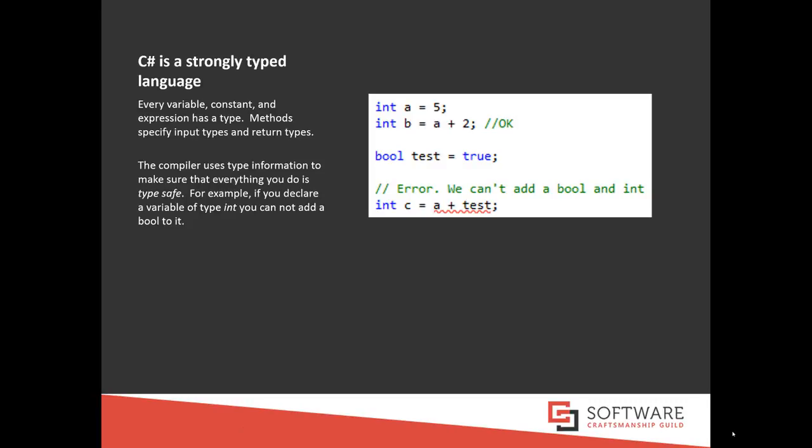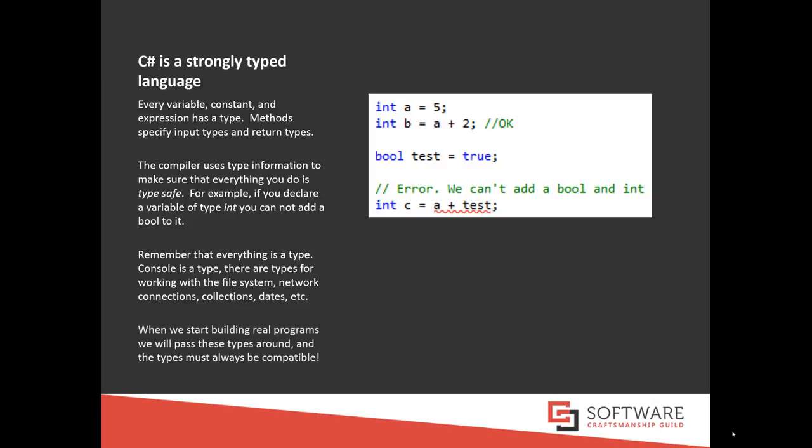Then I can declare a boolean called test, and I can assign it the value true. And if I try to say int c equals a plus test, Visual Studio is going to underline it in red because we can't add 5 to the value true. That doesn't make any sense. So remember that everything is a type. Console, in our Hello World, was a type. There are types built into the .NET framework for working with file system, network connections, collections, dates. We can write our own types that have their own properties. When we start building these real programs, we're going to be passing a lot of types around, and it's very important that all these types be compatible.